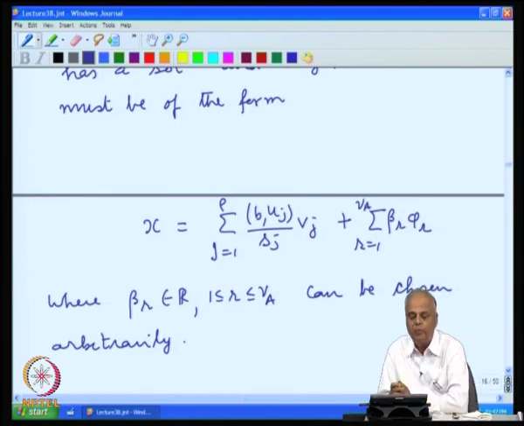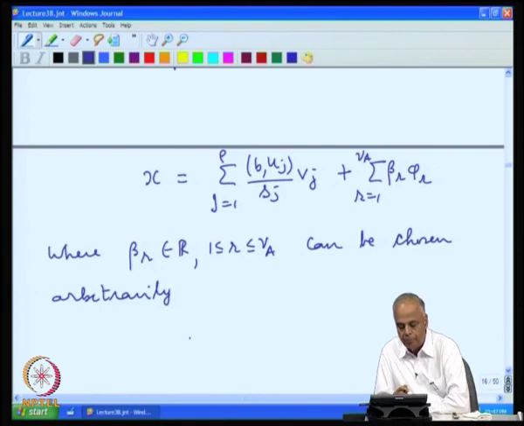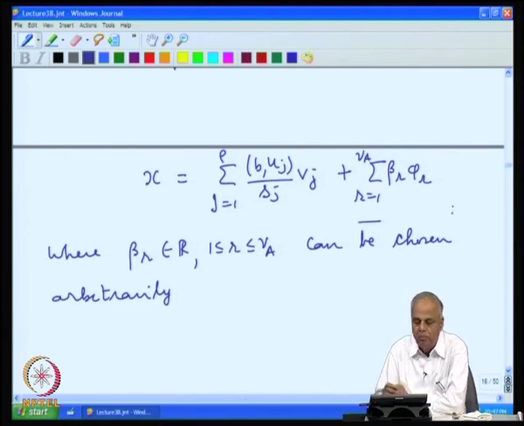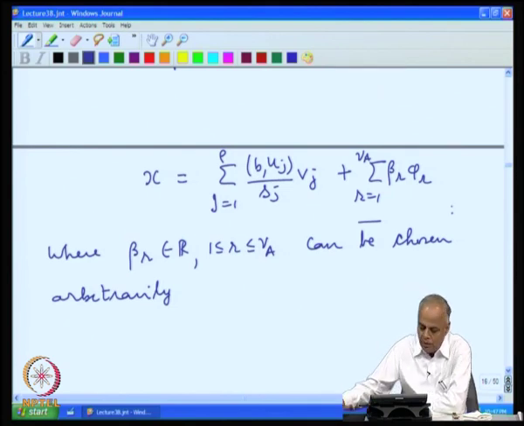So, when B satisfies the consistency condition, we have the solution, and any solution must be of this form. Now, where does the arbitrariness in the solution come from? The solutions are arbitrary in the sense that beta 1, beta 2, ..., beta nu a can be chosen arbitrarily. Now, if nu a is 0, then rho will be n, and the second part will completely disappear, and therefore, the arbitrariness will disappear.